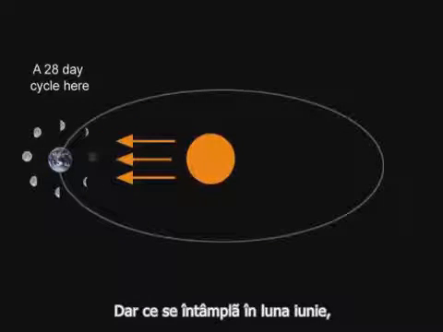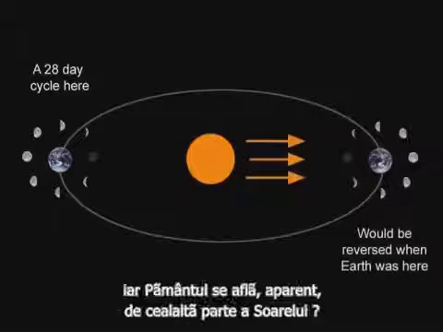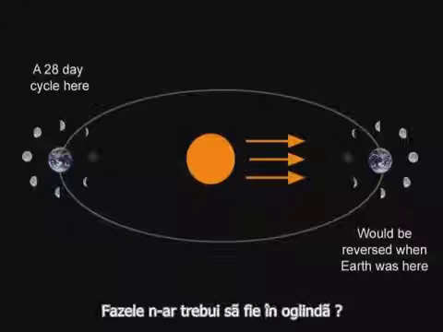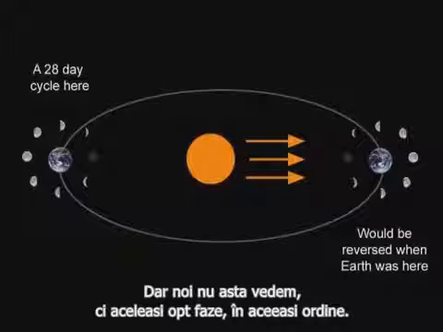But what happens when it's June and the Earth is supposedly on the other side of the Sun? Shouldn't the phases be reversed? That's not what we see. We see the same 8 phases in the same order.